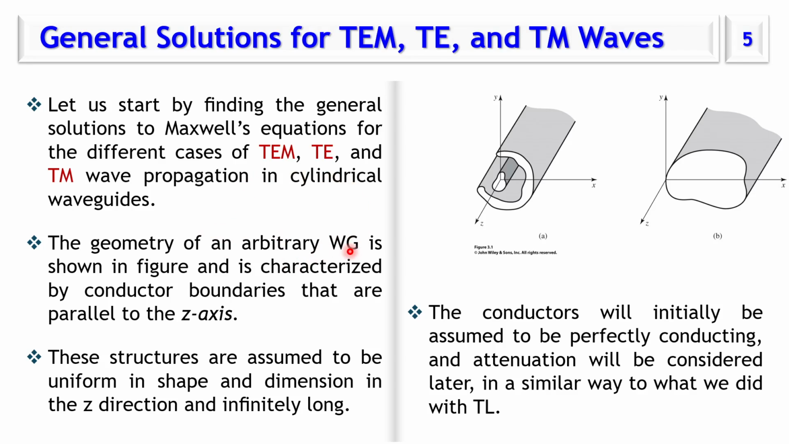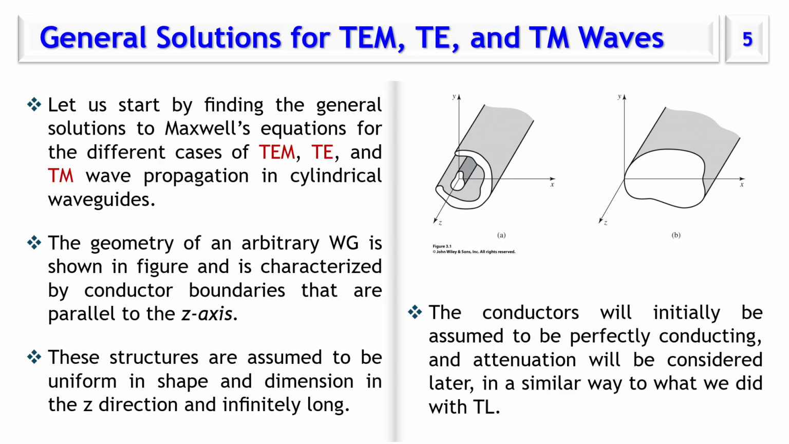So our analysis theoretically will first handle both cases: the case of a hollow structure, like circular or rectangular waveguide, or with some internal conductor, like a coaxial cable. Those structures, as I said, are assumed to be uniform in the z direction.